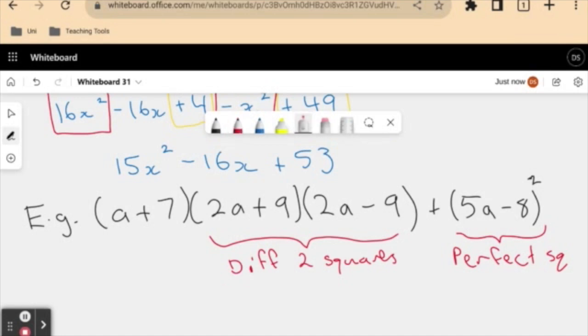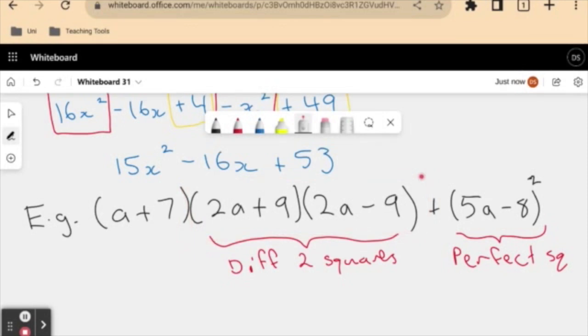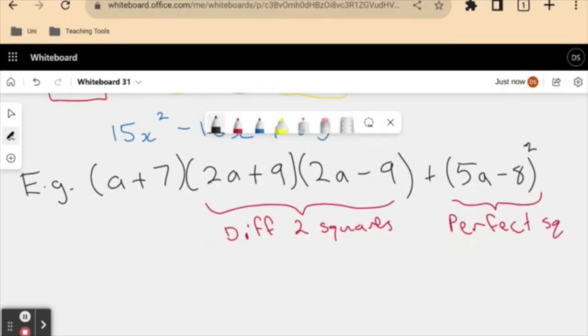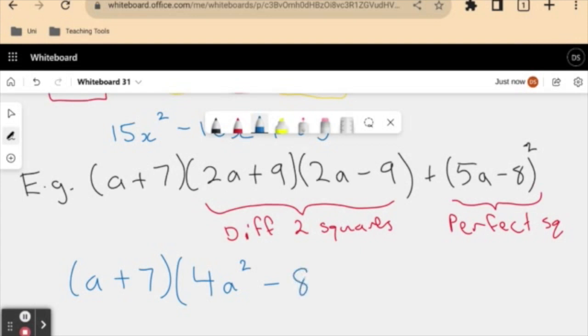So let's look at doing our difference of two squares first, because in my opinion, that's probably the easiest one we can do. And it's important to note that this a plus 7 is going to multiply by the entire difference of two squares. So I'm going to keep that in brackets, and we will get 4a squared multiplying those two. So the square of the first term is 4a squared. And that's going to be the difference with the other term squared, which will be 81.